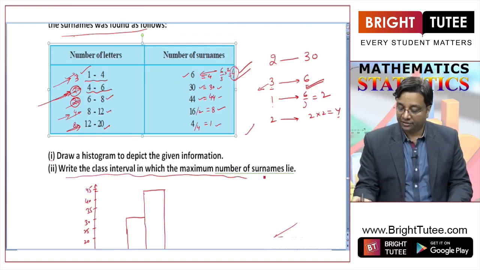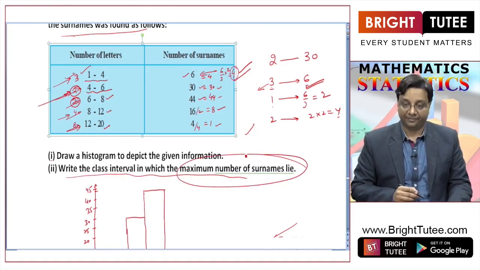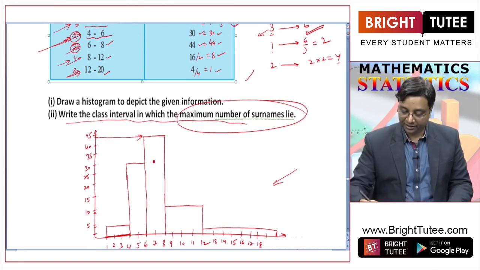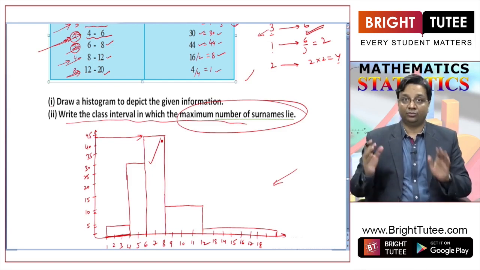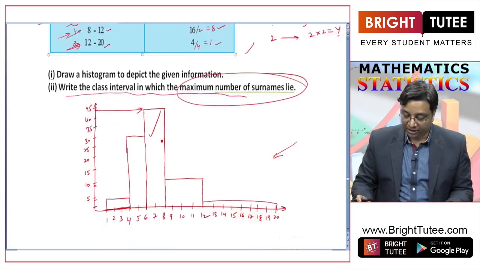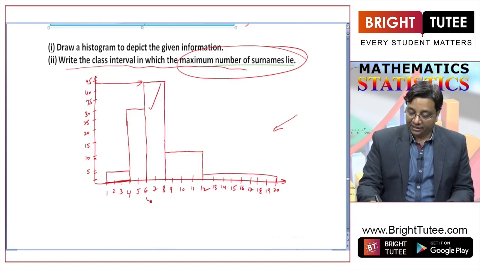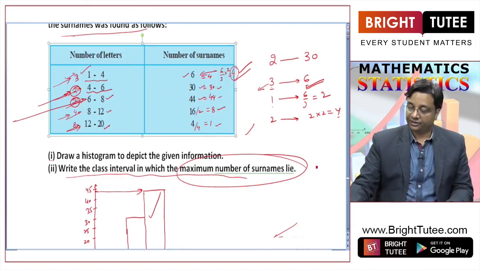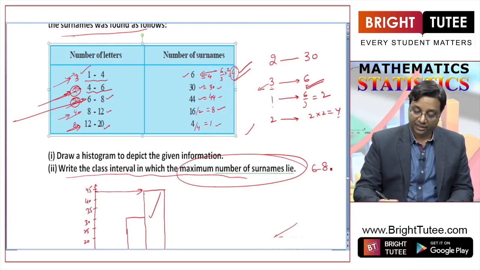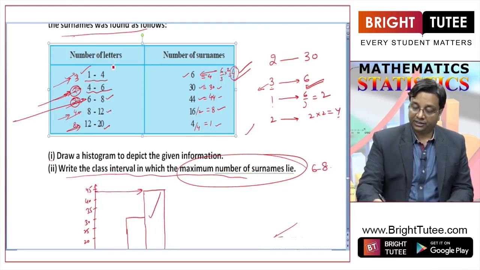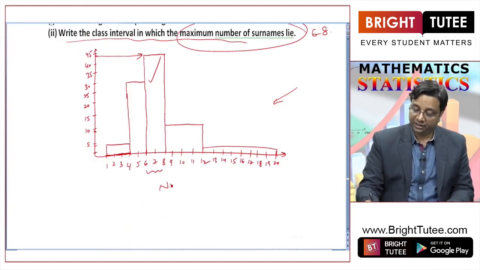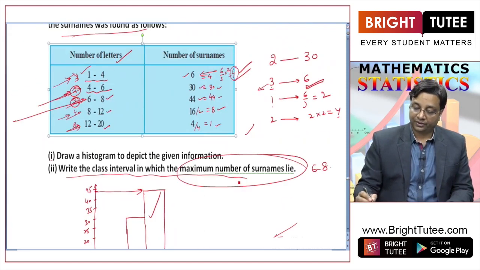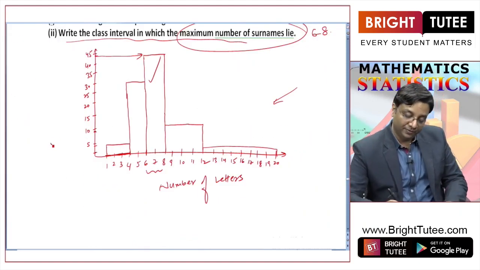Write the class interval in which the maximum number of surnames lie. So the maximum number of surnames is this height. So this rectangle corresponds to the maximum number of surnames, and the class is 6 to 8. So this is the required class, 6 to 8. And let me represent the number of letters on the horizontal axis, and the number of surnames on the vertical axis.